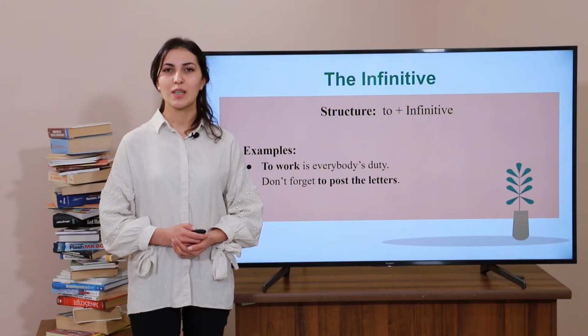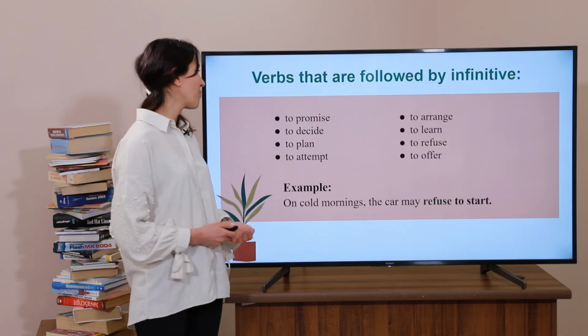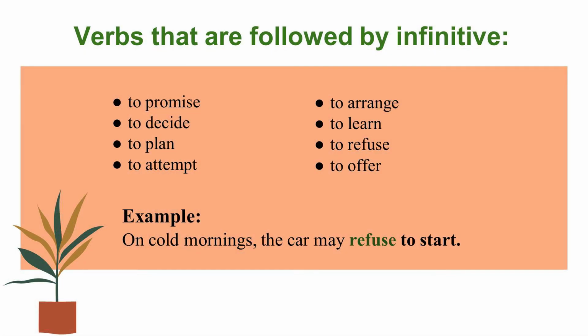There are some verbs that always take infinitive. Some of these verbs are to promise, to decide, to plan, to attempt, to arrange, to learn, to refuse, to offer. An example: on cold mornings, the car may refuse to start. We already know that refuse always takes infinitive.